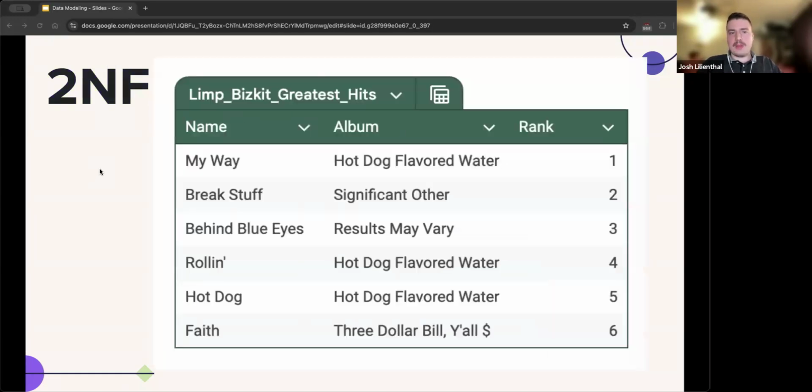With just name as our primary key, let's go ahead and re-examine things here. Album is dependent on name because the song tells us what album is being identified. Rank is dependent on name because the song is what we're ranking. So this is going to properly normalize our data to 2NF.